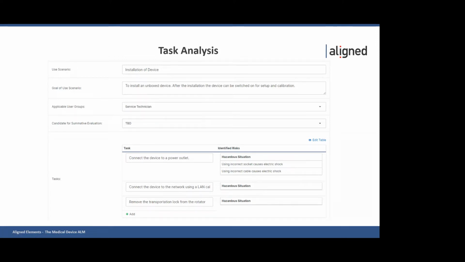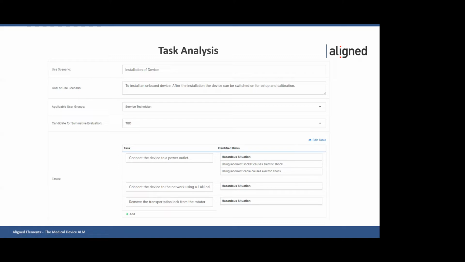But the essence, the core of a task analysis is basically describing how the user interacts with the device in some kind of steps. And here I have a very rudimentary task analysis, just writing down the tasks, like connecting the device to the power outlet, connecting to the network using a LAN cable, maybe removing some transportation locks. This is during the installation of the device. And the idea is then that when we have now decomposed the use of the device to an individual task, we can then think about, are there any risks associated with this particular task?